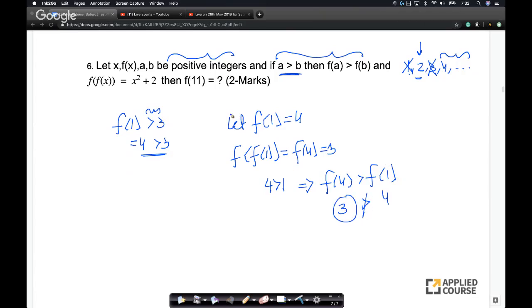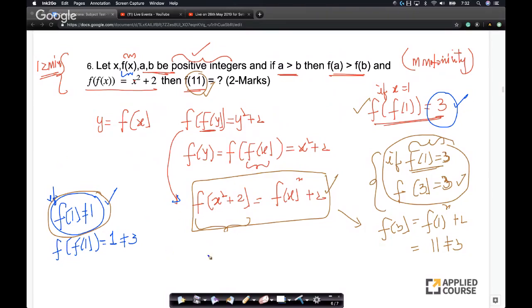Because if I assume any value, look at this, I can take 4 here, I can take 5 here, I can take 6, any value greater than 3. If I take any value greater than 3, this monotonicity will be broken, right? Hence, it cannot be any value greater than 3, which means we'll end up with the only one option, which is f of 1 equals 2.